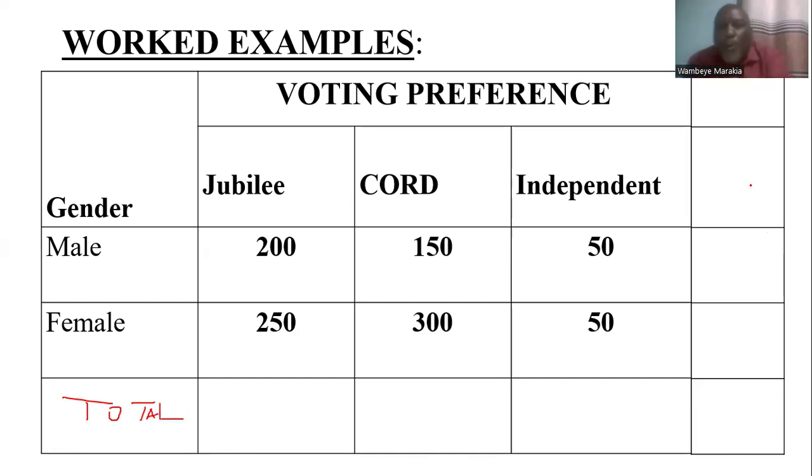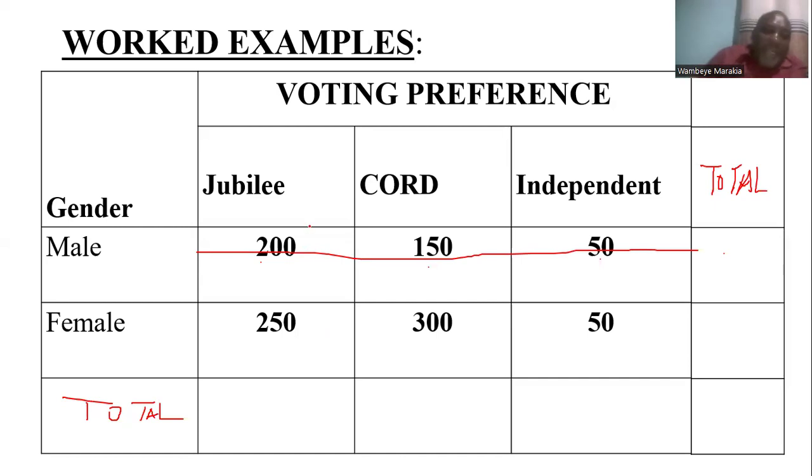And also, we are going to have totals here. We call them marginal totals. So the total for this, we move across and we get 200 plus 150 plus 50. We get the total there.